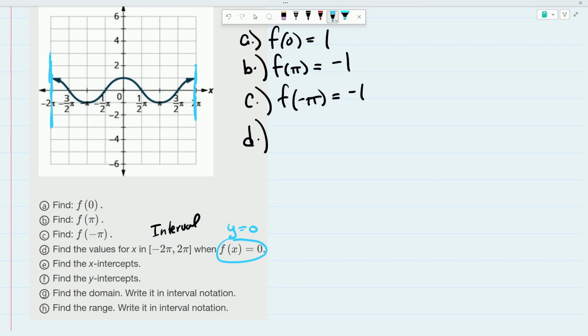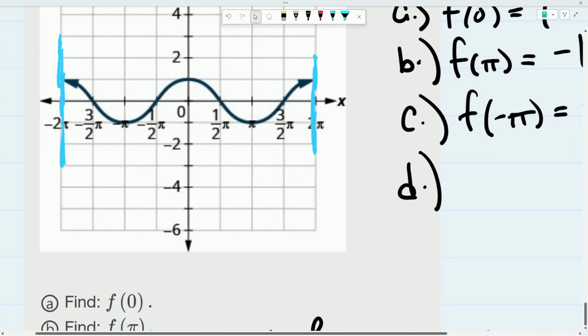y equals 0. Now we know that when y equals 0, and we're looking at ordered pairs, these are going to be x-intercepts, because the definition of the x-intercept is it is a point on the graph when y equals 0. All right. So where does y equal 0? Well, if I zoom in here for us, y equals 0 here, here, here, and here. So there are 4 x values for when f of x equals 0.